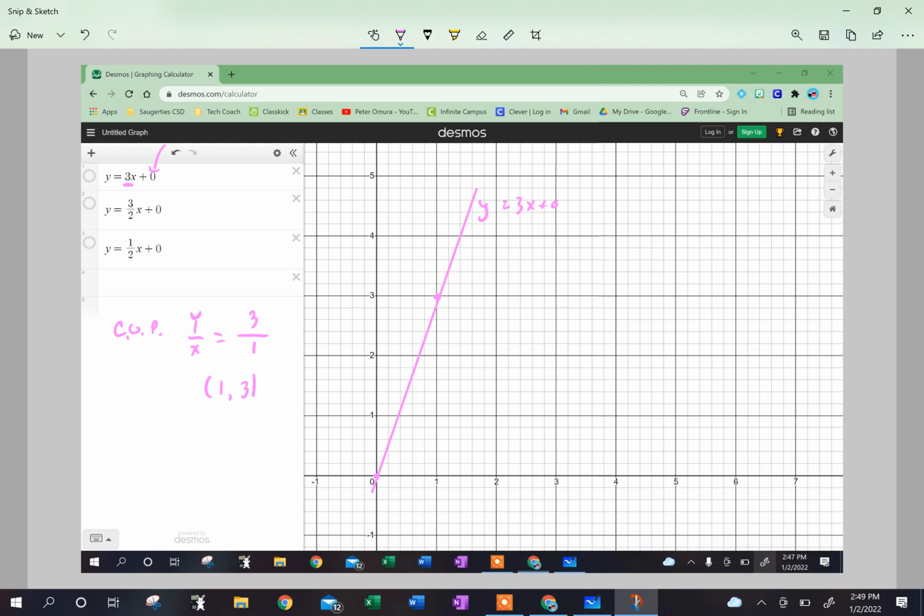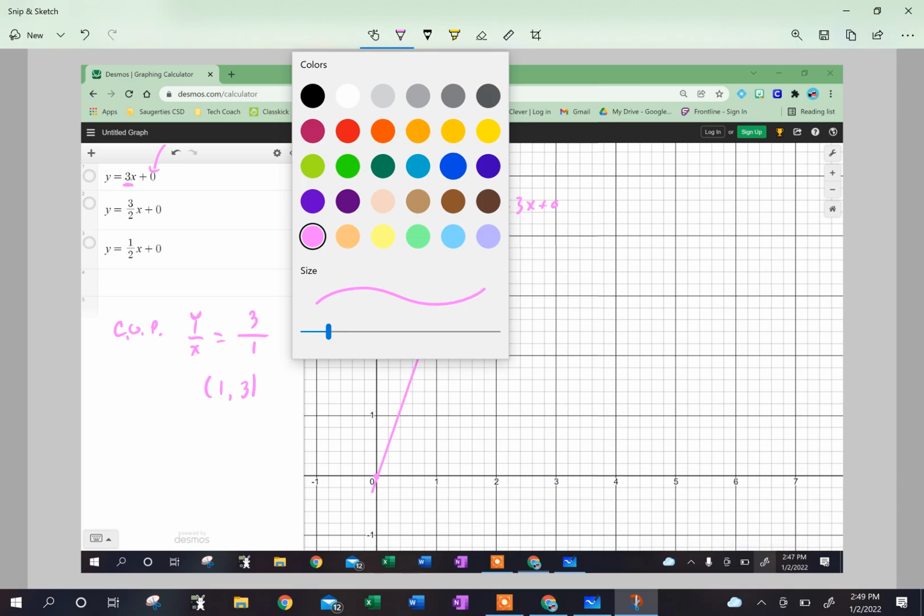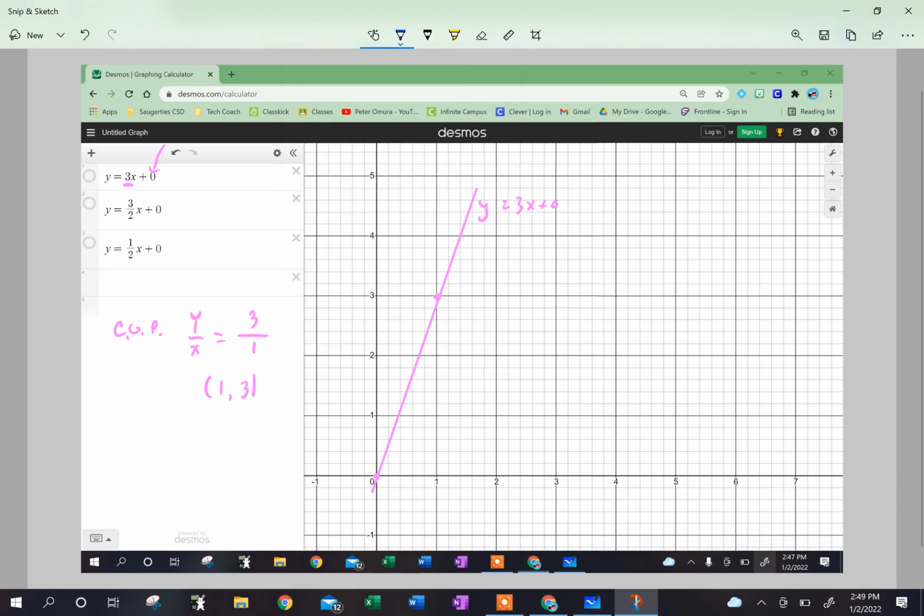Now the second one I'm going to do, let's take a look at this one over here. And this one is y equals 3 halves x plus 0. And once again, that 0 tells me I'm going to start there. The 3 halves is 3 over 2, but it's really over 1. So 3 over 2 is the same as 1.5.